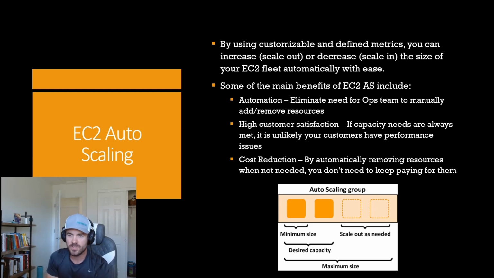Some of the main benefits of EC2 auto scaling include automation, as the name implies, which eliminates the need for your operations team or you as a SysOps admin to manually add and remove resources. Right? Obviously, this would be very tedious. You'd have to sit there and monitor all your dashboards and everything to see what's doing what, and then manually add things. And what if it happens at like 2, 3 in the morning? Are you really going to want to wake up and spin up new instances? I don't think so.